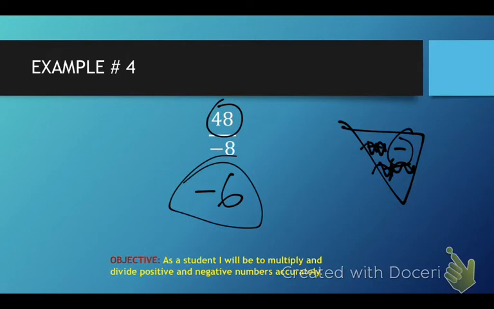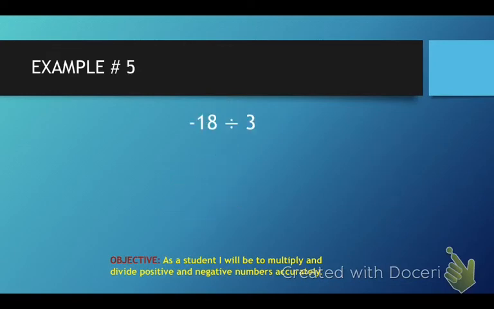All right. We are now on example number 5. Oh, negative 18 divided by 3. Remember, we need Pizza Steve. Okay, negative 18, that's a negative, crossed off.